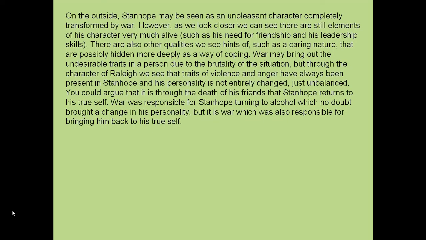Our conclusion: On the outside, Stanhope may be seen as an unpleasant character, completely transformed by war. However, as we look closer, we can see that there are still elements of his character very much alive, such as his need for friendship and his leadership skills. There are also other qualities we see hints of, such as a caring nature, that are possibly hidden more deeply as a way of coping. War may bring out the undesirable traits in a person due to the brutality of the situation, but for the character of Raleigh, we see that traits of violence and anger have always been present in Stanhope, and his personality is not entirely changed, just unbalanced.